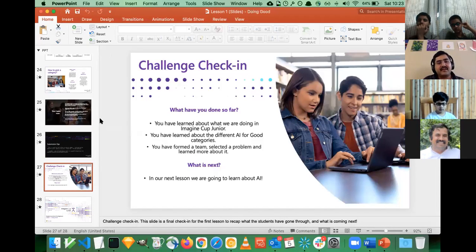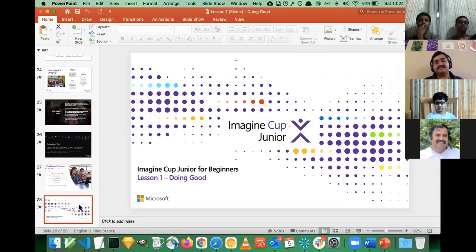So let us check in on what we have done so far. We have learned about what we are going to do in the cup. We have learned about the different AI for Good categories, and we will be forming a team and selecting a problem in the coming week. And in the next lesson, we are going to learn about how we use AI to solve the problems that we have selected. And that's pretty much it from session 1.